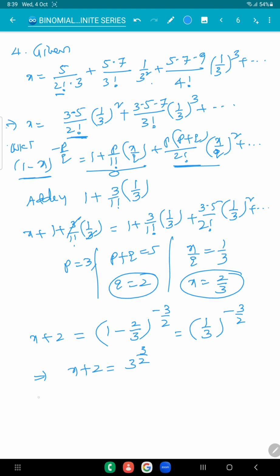Squaring on both sides. What we need to show? x square plus 4x. Squaring on both sides, x square plus 4x plus 4 is equal to 27. So x square plus 4x is equal to 23. Fifth question.